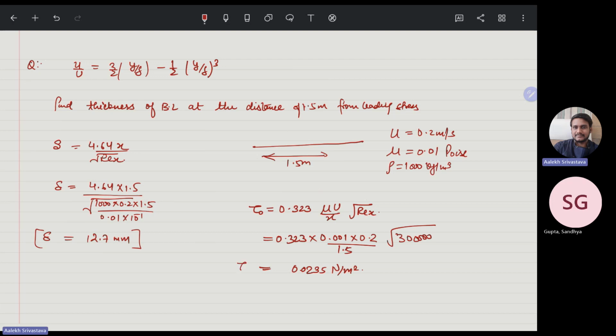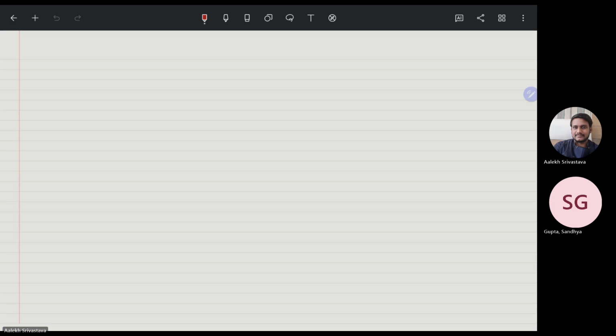This is the shear stress at this particular location, and we need to find the drag over the whole length of the plate. The total plate dimension is 2 meter long and 1.4 meter wide. So what is the total drag? For the total drag, the formula is 0.646 mu u.